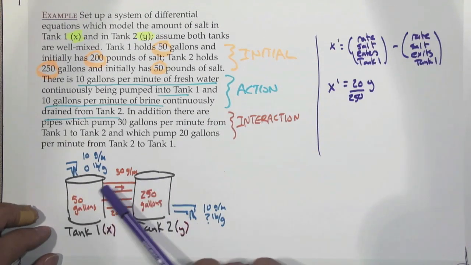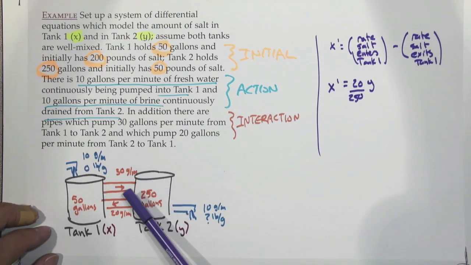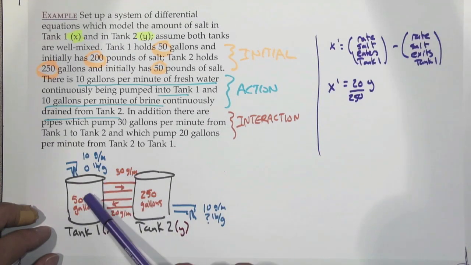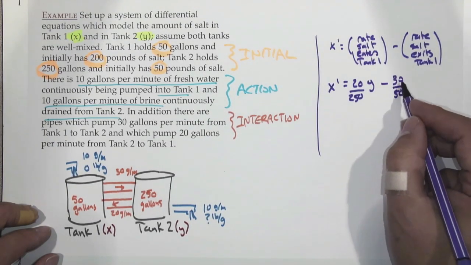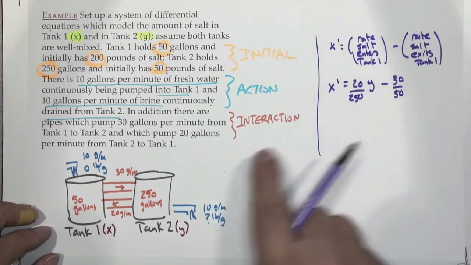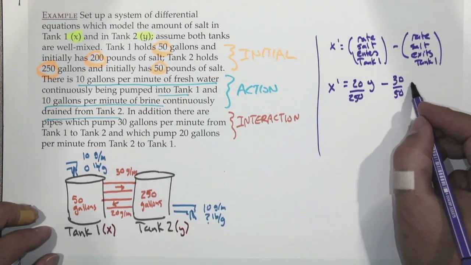Yeah, so the only exit is from tank 1 to tank 2. We know it's 30 gallons. And we say, okay, well that's 3/5 of the total of tank 1. So we subtract 30 over 50. So that's how much of the salt in tank 1 is moving into tank 2. So minus 30 over 50x.